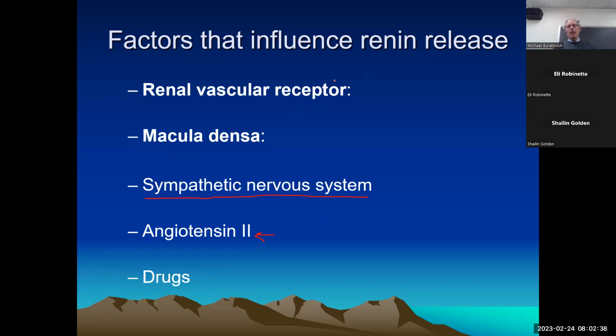So in the juxtaglomerular apparatus, there are beta-1 adrenergic receptors. When these are activated by either epinephrine or norepinephrine, the macula densa cells will release renin. Boy, trying to write with a mouse is not easy.